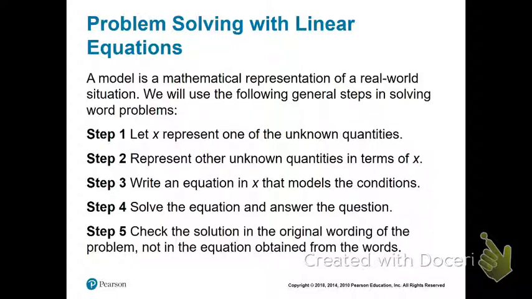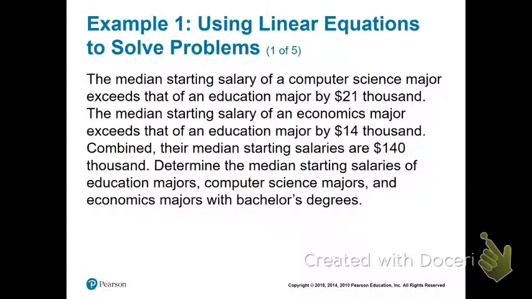Your questions are from your step 1 and step 2, your unknowns. And then step 5, you're going to check the solution in the original wording of the problem, not in the equation obtained from the words. Because you want to look back at what the words are in the problem and make sure it fits. If we wrote our equation wrong, our answer may be right for that equation, but wrong for the problem overall. So always check the original wording on word problems.